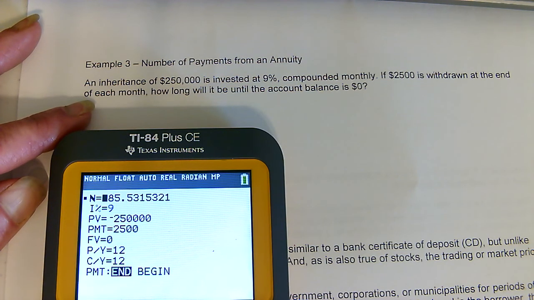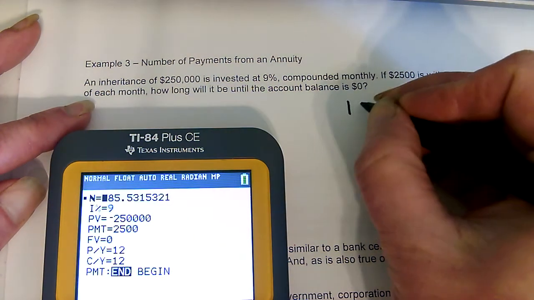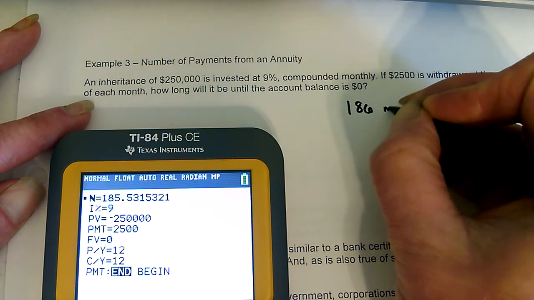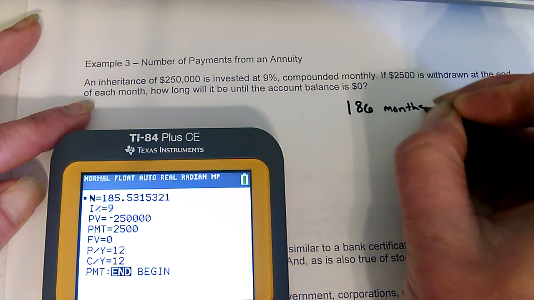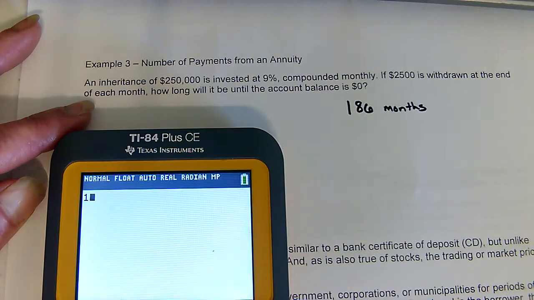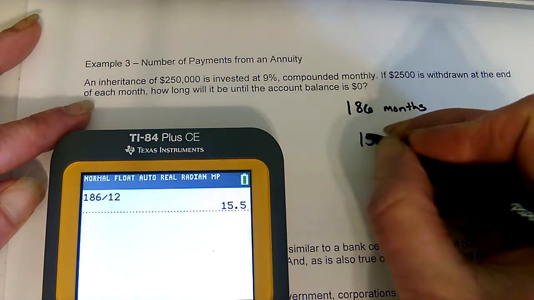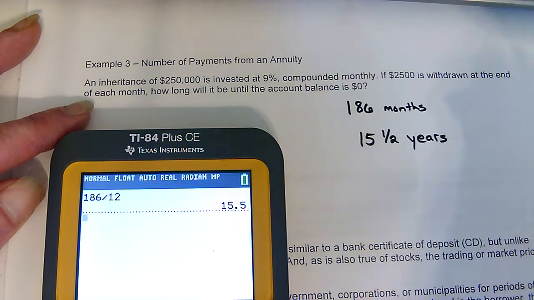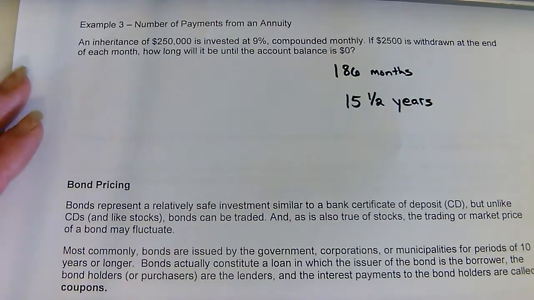So I'm going to press alpha, enter, and this would be 186, basically 6 months, which I'm going to go back. 186 divided by 12, that's going to be 15.5 years. Because that makes more sense to think about it that way.